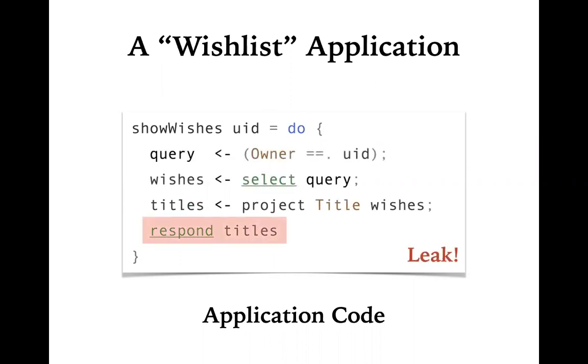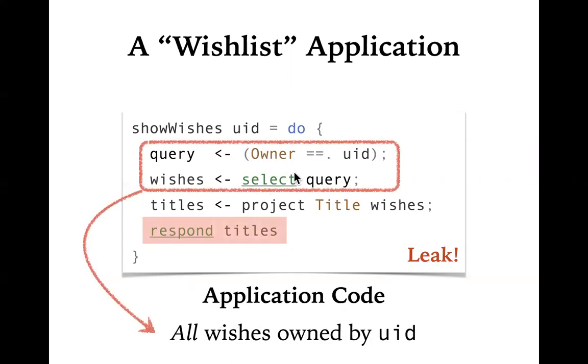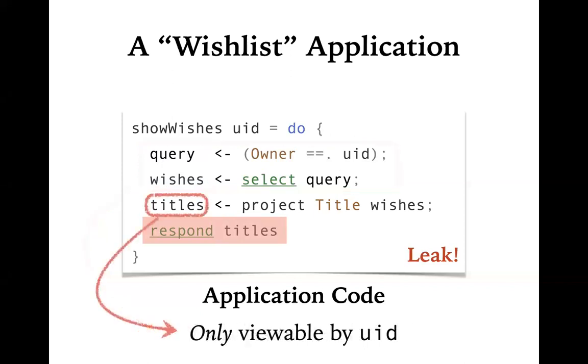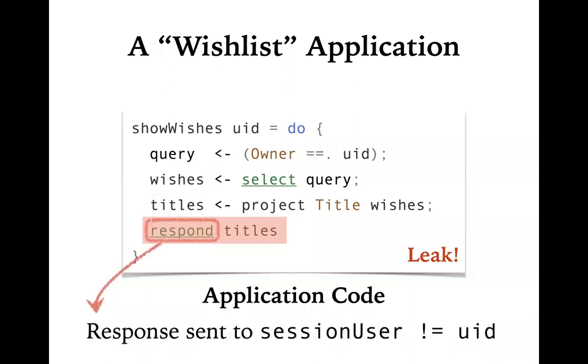So imagine that we had written a piece of code like this. Now what would happen is Storm would essentially yell at you and say, sorry, you can't do that. That respond with titles violates your policy, because these particular wishes are all owned by UID, they belong to UID, but the person that I'm responding to may not be UID. So these titles, because of the policy associated with title, are only viewable by UID unless the wishes were marked public. Since I'm sending the response back to some session user who may not be UID, this is a violation of the security policy.